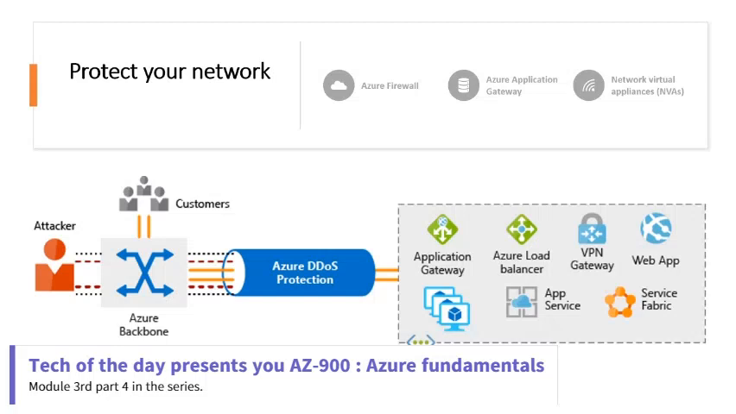DDoS protection standard is simple to enable and requires no application changes. Protection policies are tuned through dedicated traffic monitoring and machine learning algorithms. But this is for the outside network. But what if you want to control the traffic inside your virtual network? Then you have virtual network security.